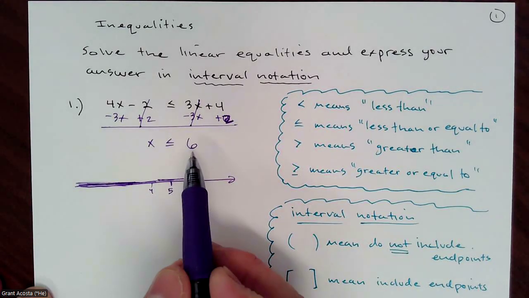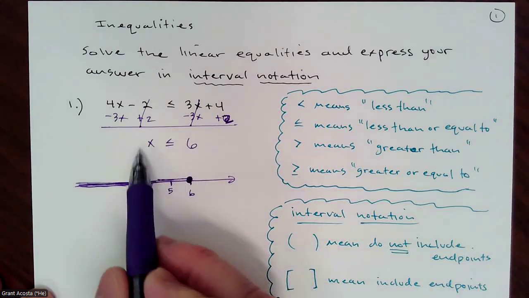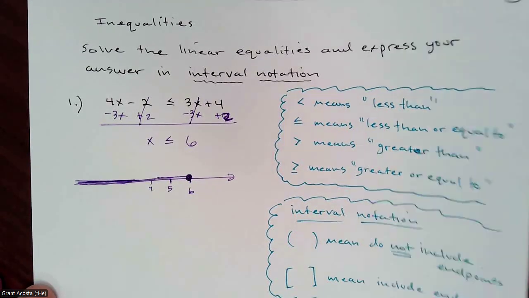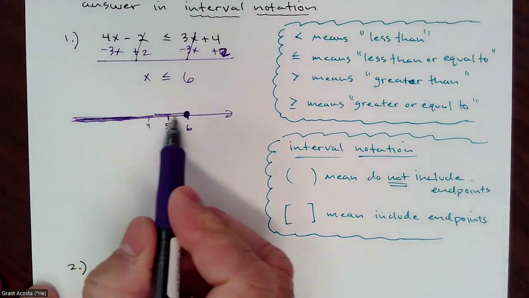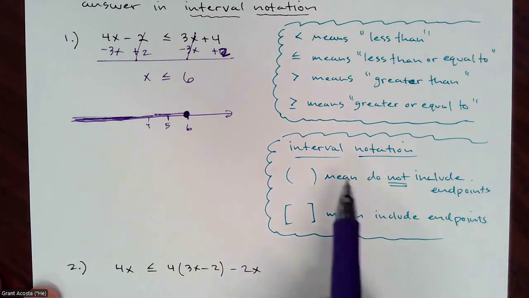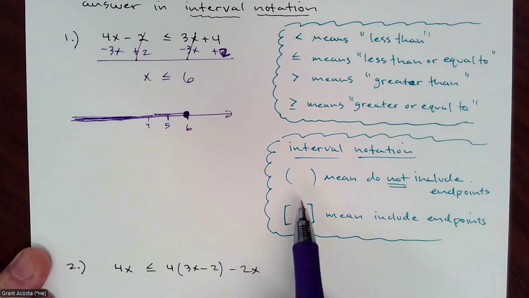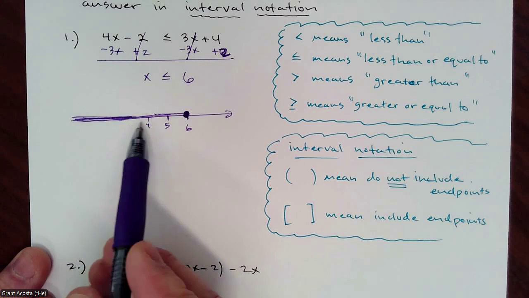So in some beginning algebra classes, it's fine to leave your answer as x is less than or equal to 6. But when we move to calculus, what we do when we want to express an infinite number of answers, a whole bunch of answers on a number line, we use what we call interval notation. And so, when we use parentheses, that means we're not going to include endpoints. Brackets mean we're going to include the endpoints. So here's what we mean by that.